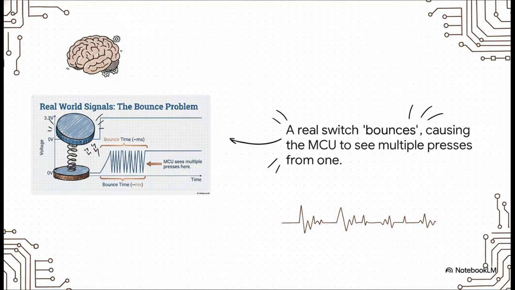And here's another classic real-world headache. In a perfect world, when you press a button, it makes one clean connection. But in our world, a real switch has these tiny metal contacts that literally bounce against each other for a few milliseconds. Now to us, that's nothing. But to a microcontroller that's running millions of instructions a second, that bouncing looks like you're mashing the button hundreds of times. It's just chaos.